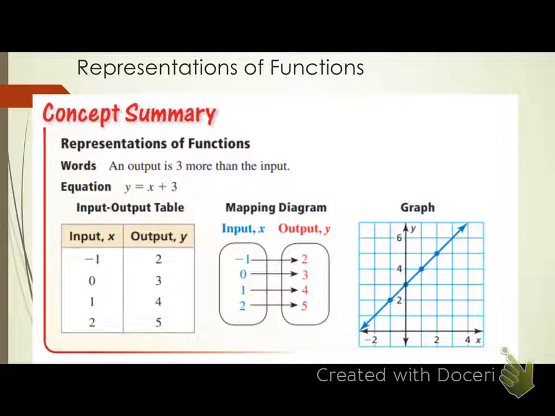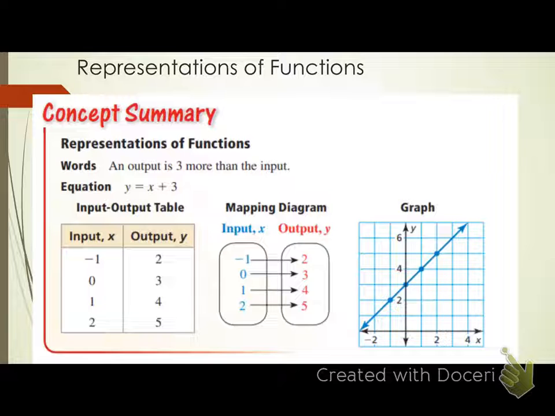So here, I'm given the equation y equals x plus 3. I get some x values in my input-output table, and I plug those values into my equation to get my outputs. I plug negative 1 in: negative 1 plus 3 gives me a y value of 2. Plug 0 in: 0 plus 3 gives me 3. Plug 1 in: 1 plus 3 gives me 4. Plug 2 in: 2 plus 3 gives me 5. Everyone see that? That's how our input-output tables work.